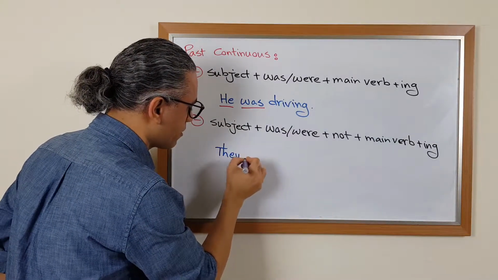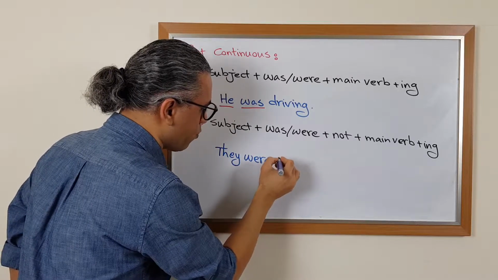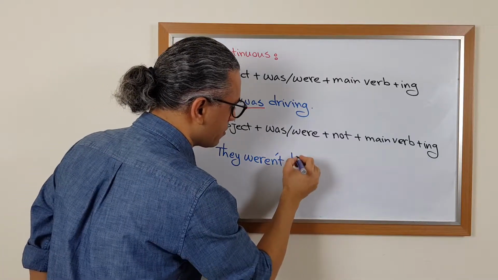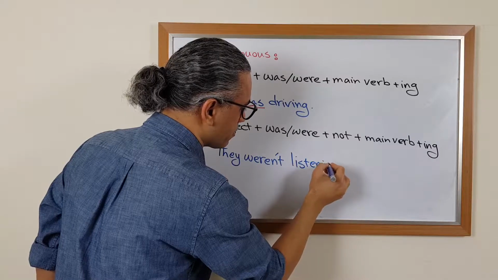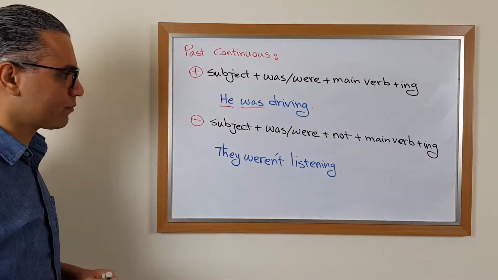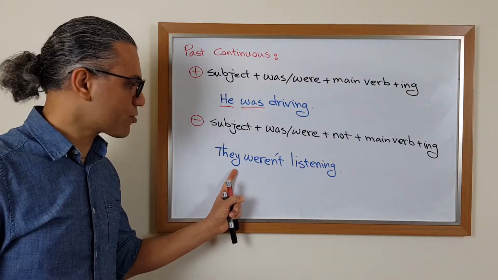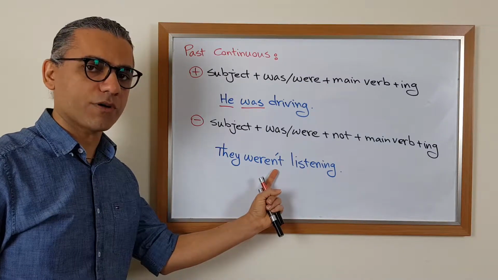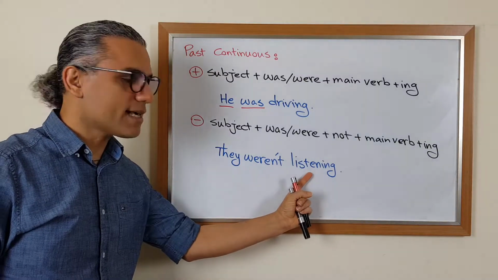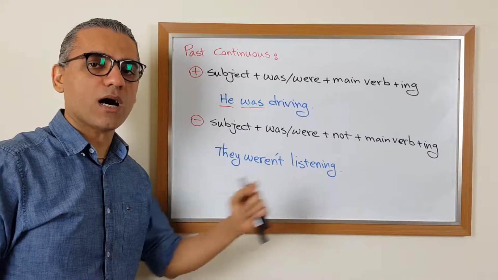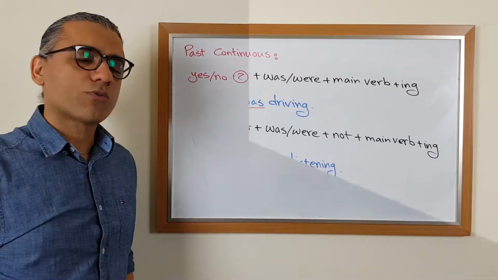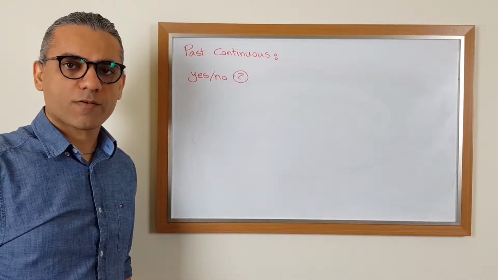They weren't listening. They is your subject, weren't your auxiliary verb in negative form, and listening your main verb in ing form. Now, how do we write yes or no questions in past continuous?